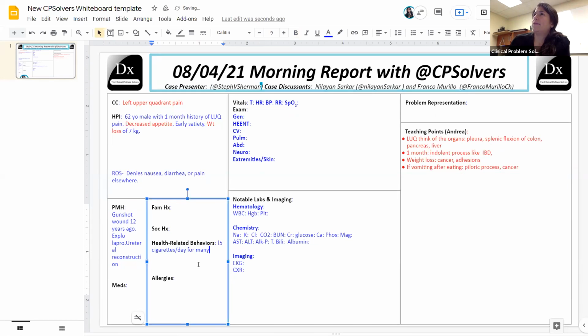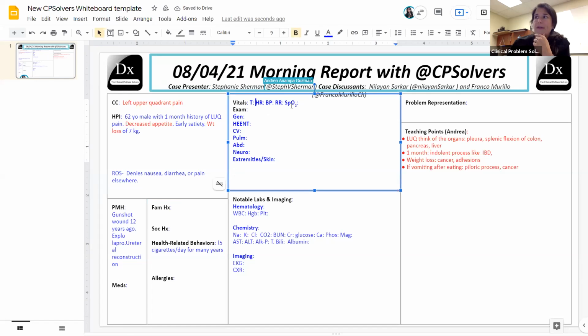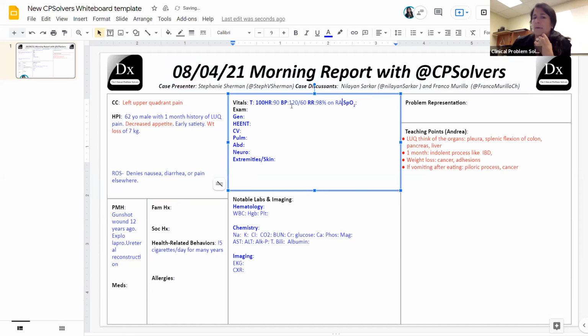His vitals here, temperature was 100 degrees Fahrenheit or 37.8 degrees Celsius. Heart rate 90s. Blood pressure 120 over 60, 98% on room air. He weighs 70 kilograms. And I didn't calculate his BMI, but he does not look wasted at all. It's appropriate for his height, it seems, his weight. Generally, he looks well. He is actually making jokes with us when we see him, says his pain is better after some pain medication, and is in pretty good spirits.